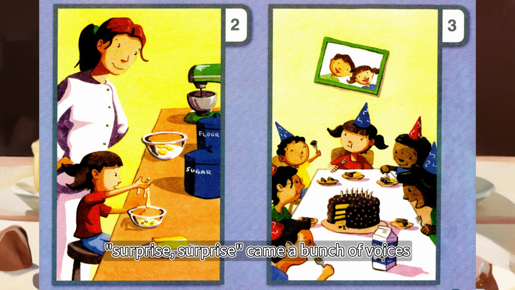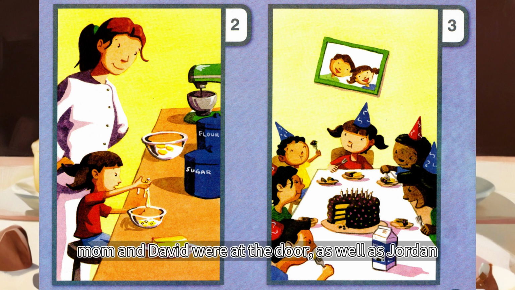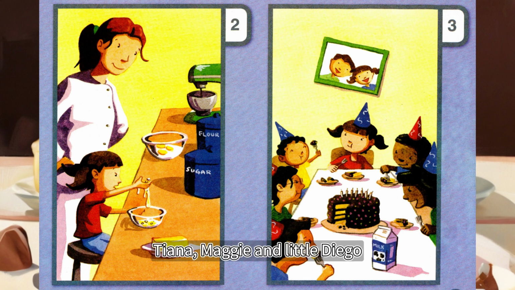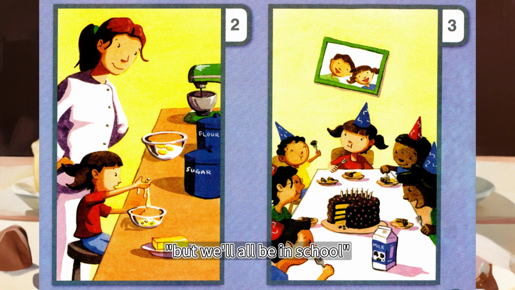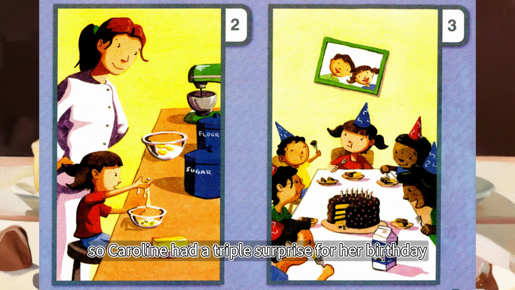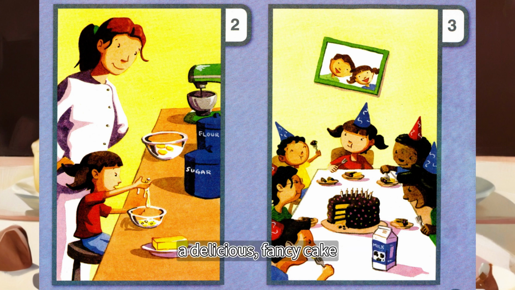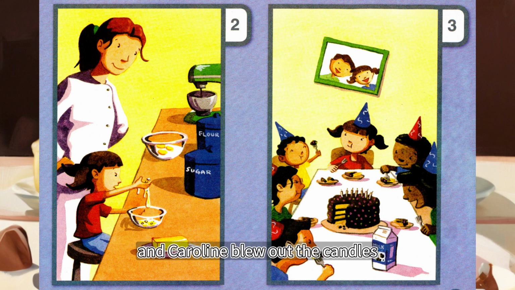"Surprise! Surprise!" came a bunch of voices. Mom and David were at the door, as well as Jordan, Tiana, Maggie, and little Diego. "Happy birthday," they all said. "We know your birthday is really Monday," said Maggie, "but we'll all be in school." So Caroline had a triple surprise for her birthday: a visit from Alison, a delicious fancy cake, and a party with her best friends. Everyone sang happy birthday, and Caroline blew out the candles.